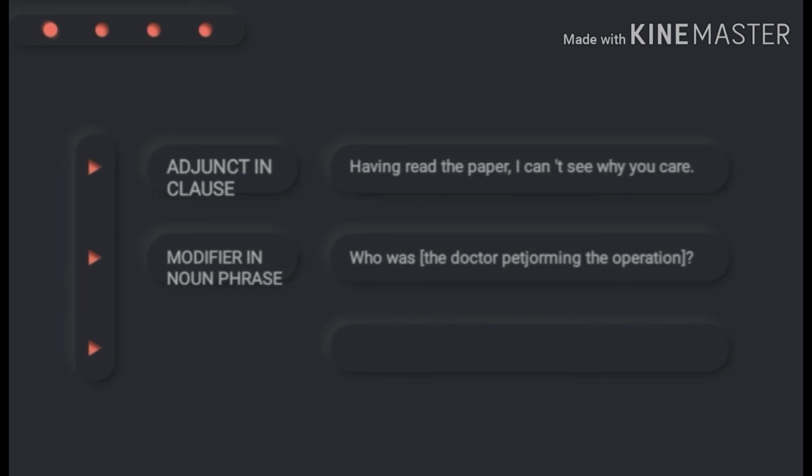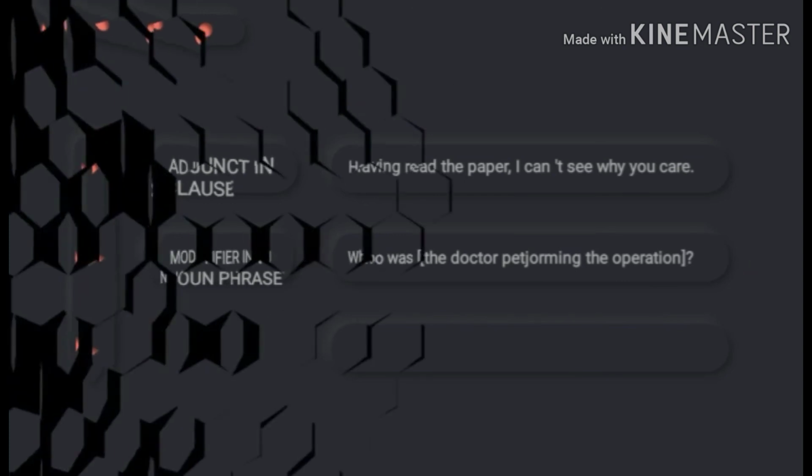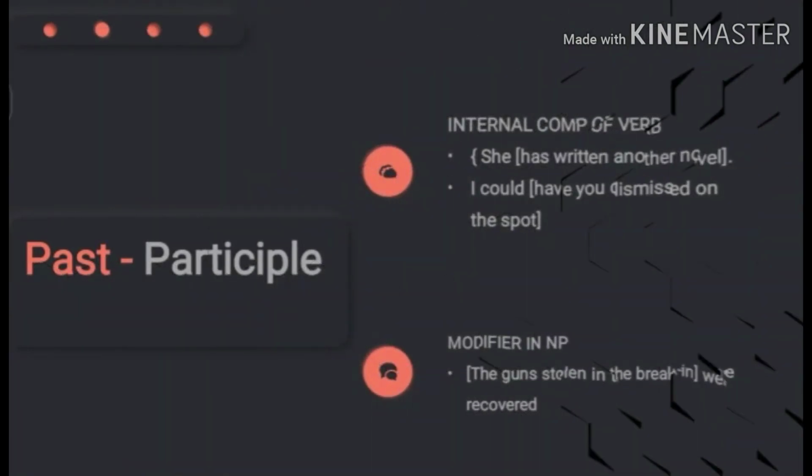So for the next, I would like to explain about past participle. Past participle doesn't have many functions, only a few functions are explained. And now I will explain the functions of the past participle clause. The functions of the past participle are complement and modifier.